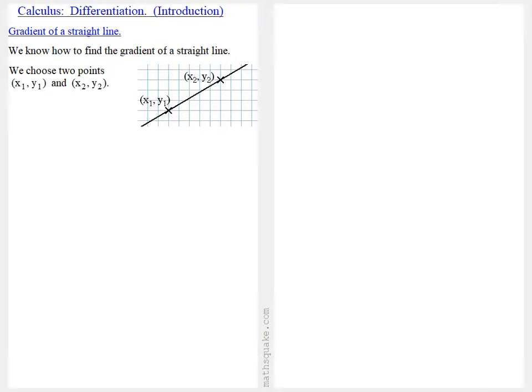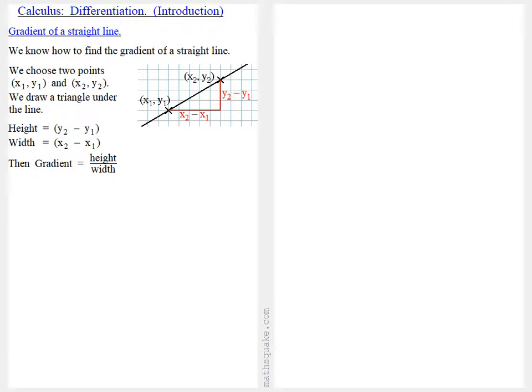We choose 2 points on it, let's say x1, y1 and x2, y2. We draw a triangle under the line. Now we can see the height is y2 minus y1 and the width is x2 minus x1. So the gradient is the height over the width, which is y2 minus y1 over x2 minus x1. But note, this definition does require 2 points on the line.